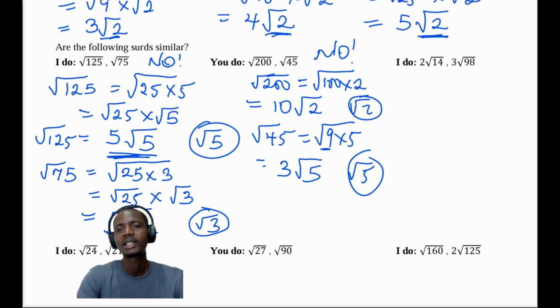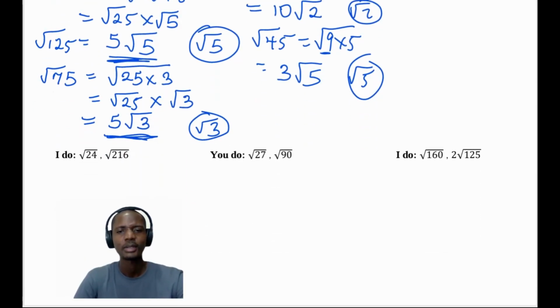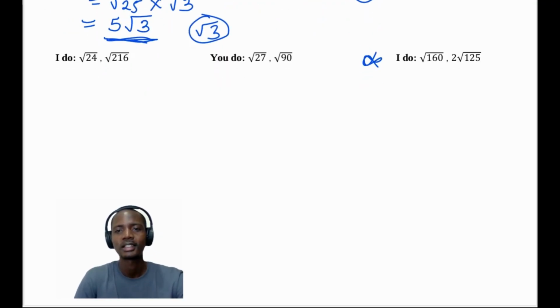All right, so you should attempt the next one. Let's see what we have for this. I will be doing this. Yes, let's see what we have. So root 160 and 2 root 125. We want to compare if they are similar. Let's see. So remember, I said something earlier. If I have 160, I look for two numbers I multiply, right?